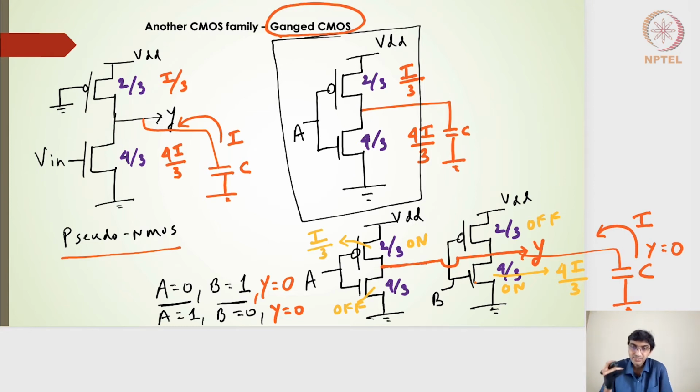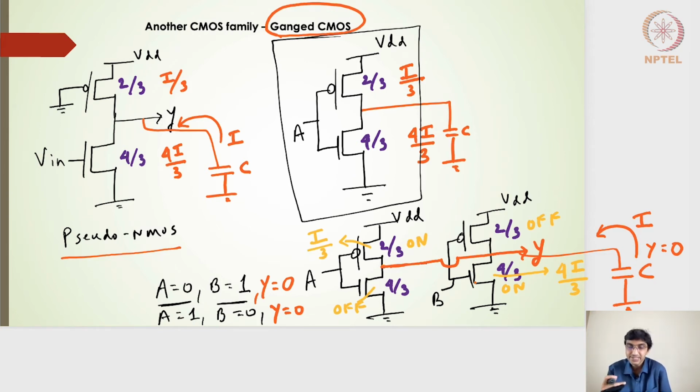And finally, when A is equal to 0 and B is equal to 0, both the NMOS transistors will be off and the PMOS transistors will be on, and thereby the output will be pulled to the VDD level, or logic high. So out of the 4 combinations, one combination, when A is equal to 0 and B is equal to 0, gives the output of 1. All the other 3 combinations give the output of 0, which says that this is a NOR gate.